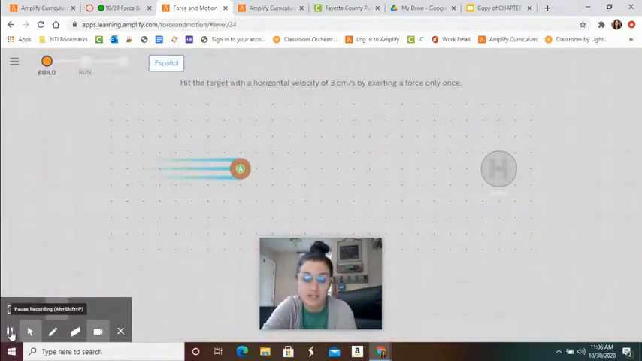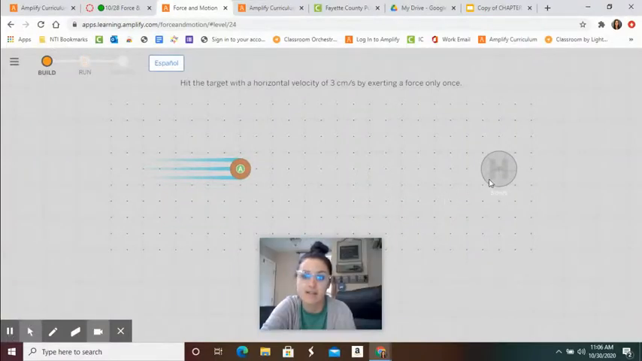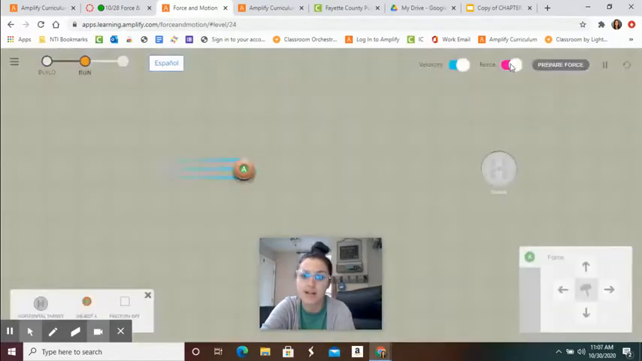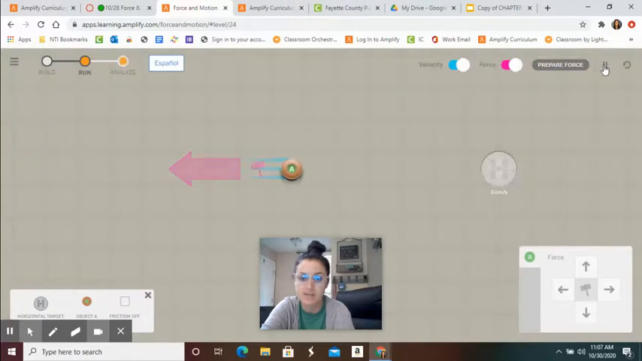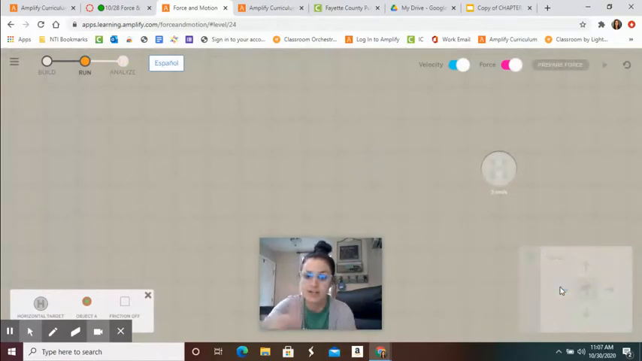So for mission 7, I am going to hit this at a velocity of 3 by exerting a force only once. What I see is that this is moving way faster than 3, so I'm probably going to have to prepare a force in the opposite direction. And it's still going way too fast, so I'm probably going to have to click it 3 times. So I'm going to go 1, 2, 3, and we'll see if that is enough. It might only need 2. Nope, that was enough. It was going this way, so I clicked the opposite 3 times.